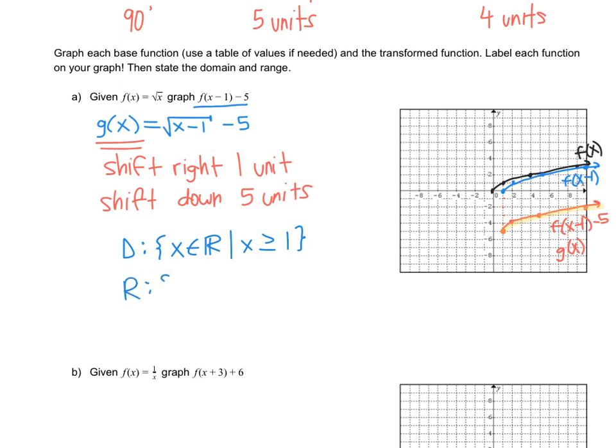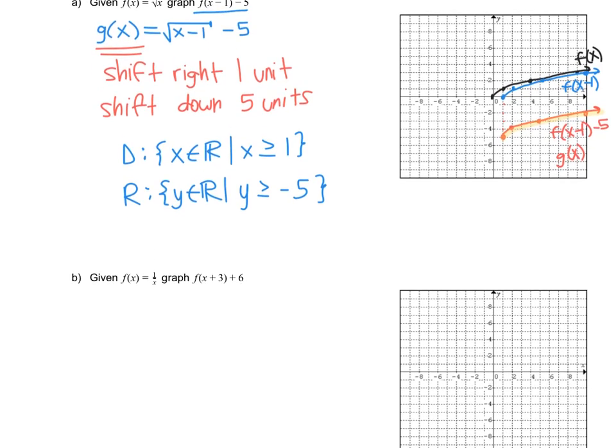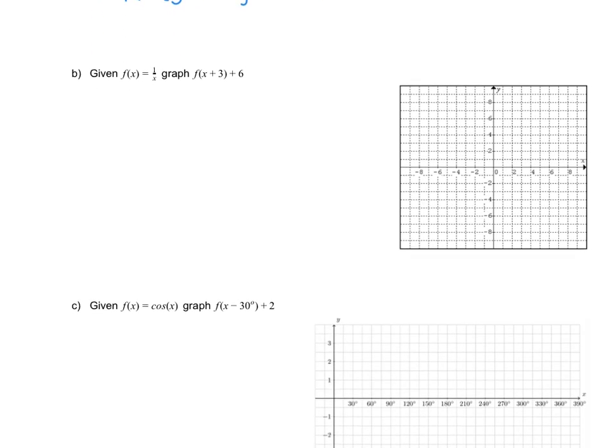And then for my range, y is an element of all real numbers, but everything is above -5, so y is greater than or equal to -5. And there we go. We have our transformations, we have our domain, range, and our equation. Okay, let's move on and try out the rational graph.